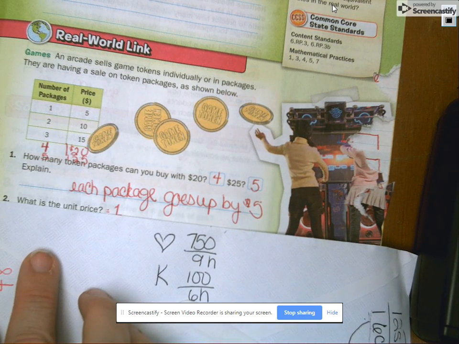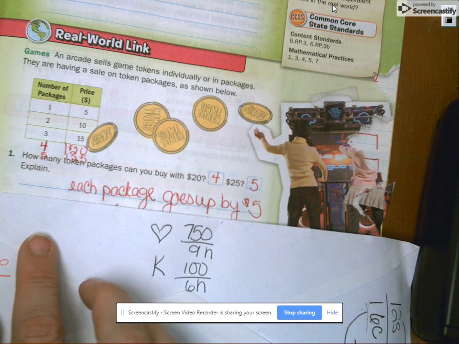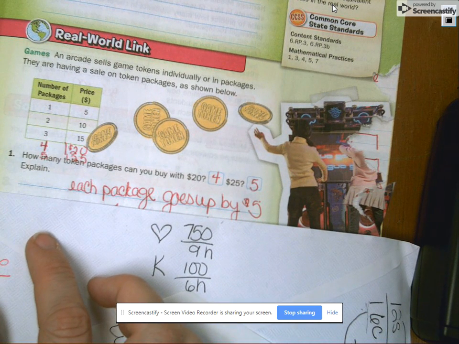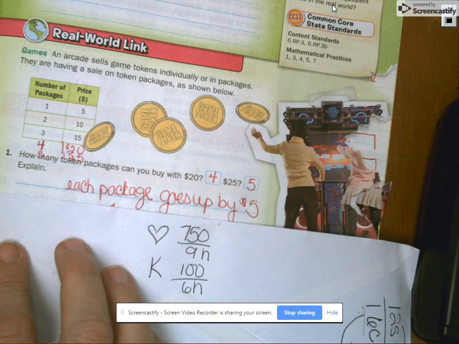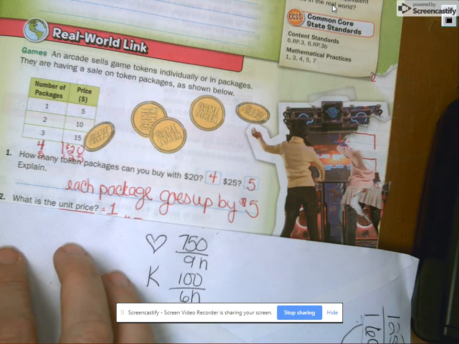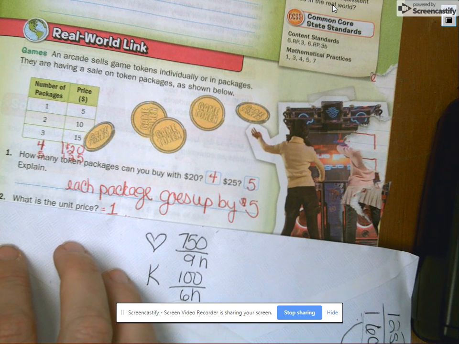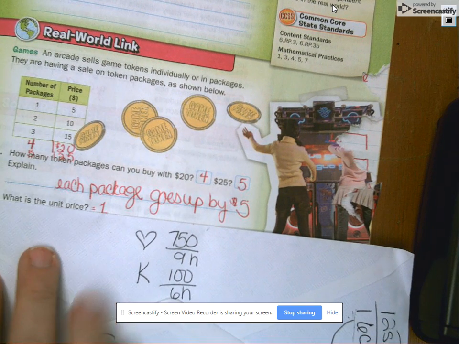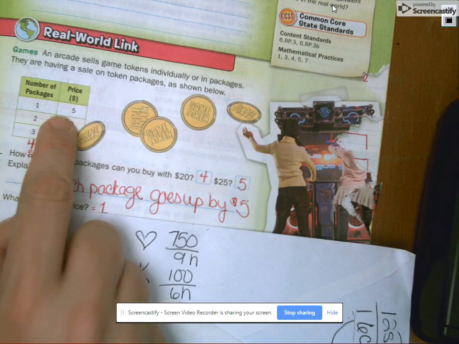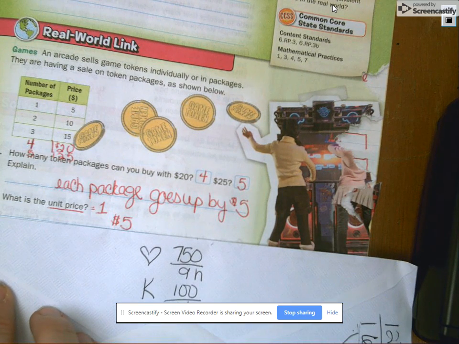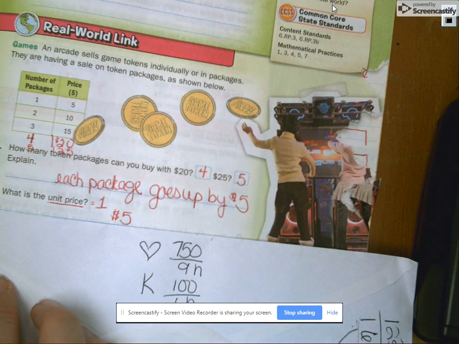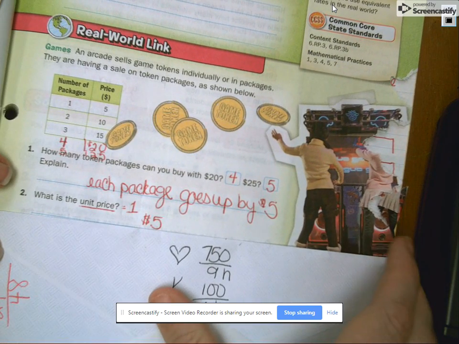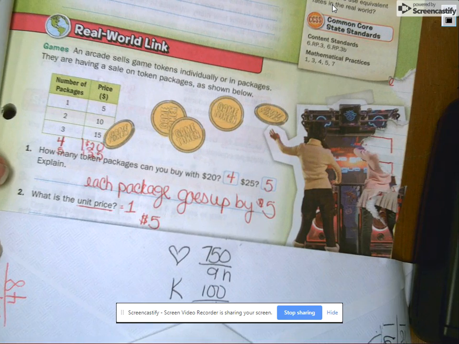For number 2, it asks what is the unit price? The first thing you have to do is remember what unit price is. Pause the video now, please, and talk with your team about what unit price is. Okay, now that you've talked, hopefully you remembered unit price means 1. So pause the video now to talk about what the unit price is. Okay, hopefully with your team you saw that for one package it is $5. I would also know that because each time it goes up by 5. And so my unit rate, or the way that it goes up, is by 5 each time.